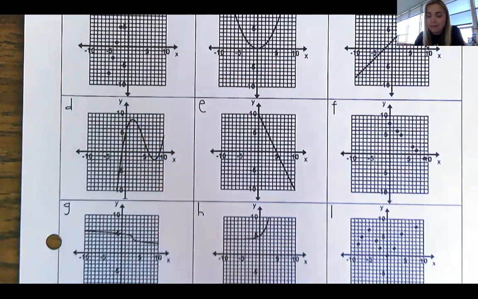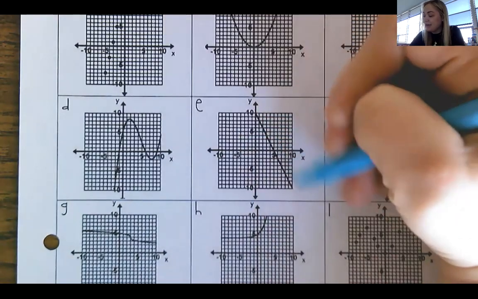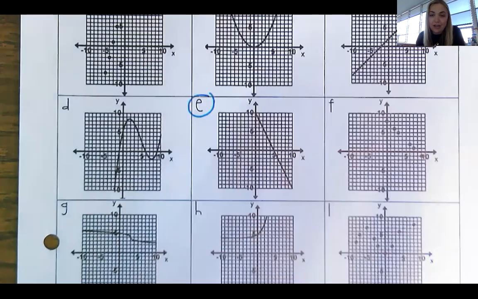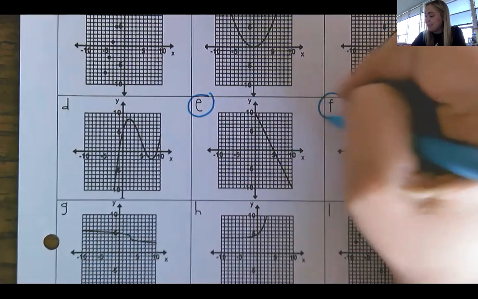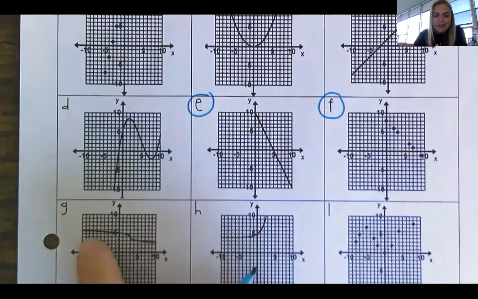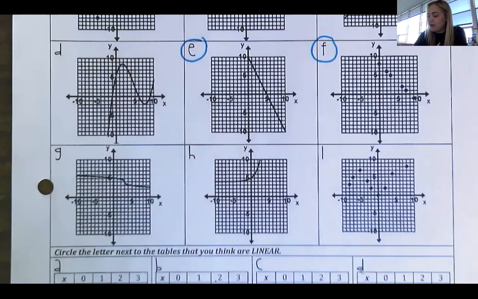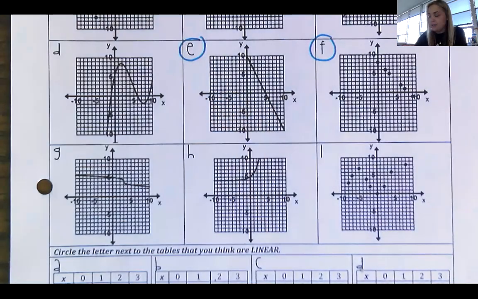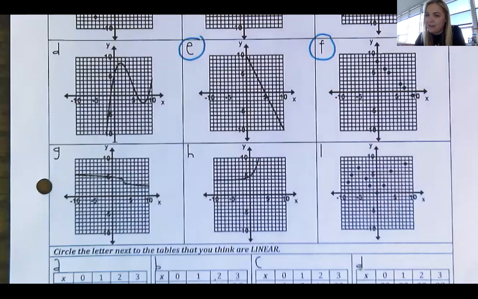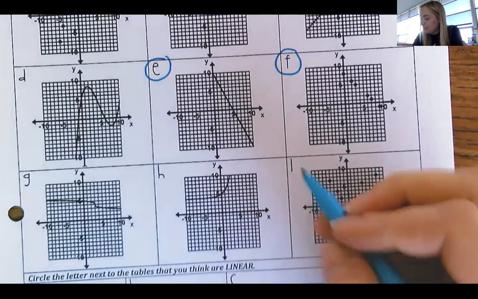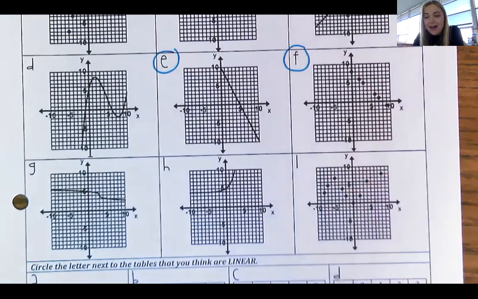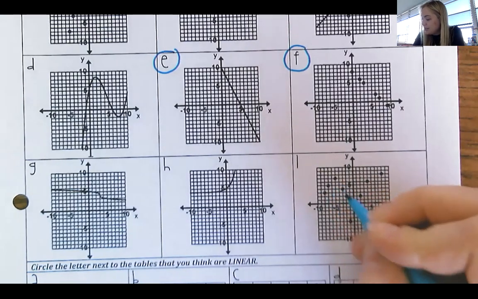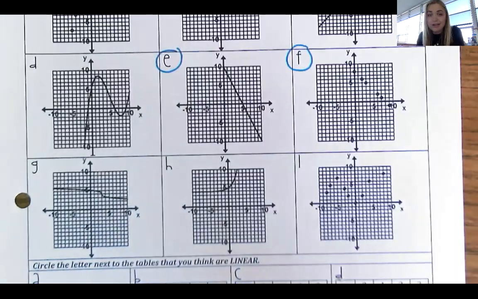That is not linear. D curves up, down, and back up. That is not linear. E is a straight line. Circle E, it should be linear. F, they are lined up in a straight line. That is linear. G curves down and back over, not linear, do not circle it. H curves up, kind of like one of those ones we saw last week. And I'm guessing, I think that's an I. It kind of looks like an, yeah, I guess it would come after H. I. You can see that this changes directions multiple times. That is not linear, do not circle it.